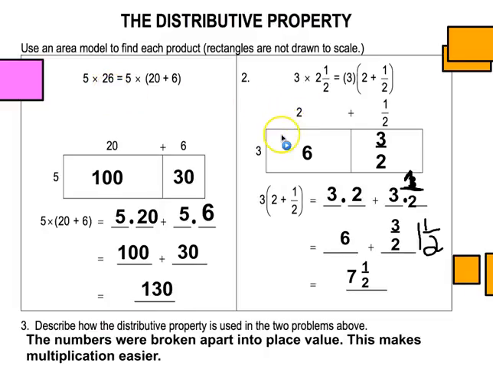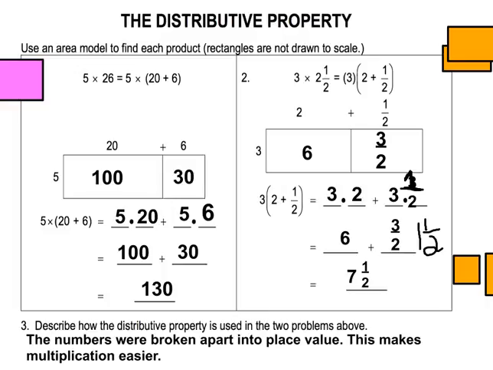Okay, it's easier to think about 3 times 2 is 6, and 3 times 1/2 is 3/2, and then be able to get 7 and 1/2, rather than trying to figure out how you're going to multiply the mixed number. So the distributive property makes that much easier to do.